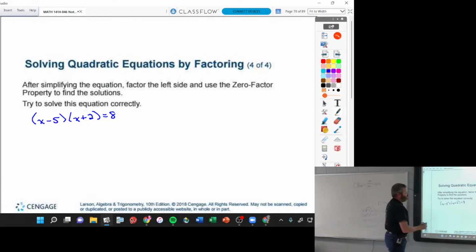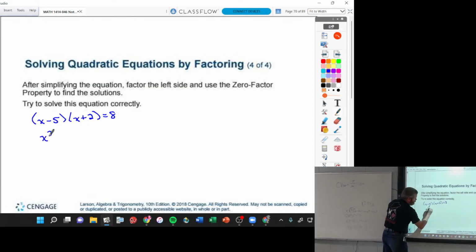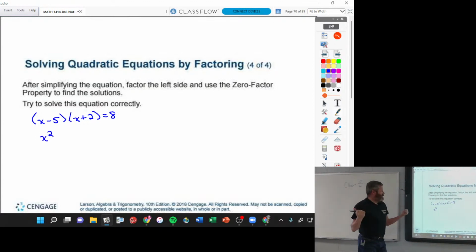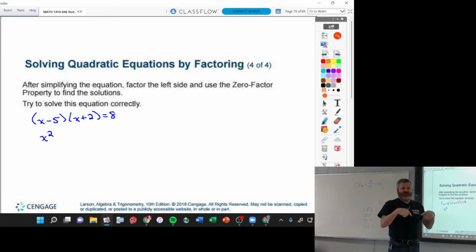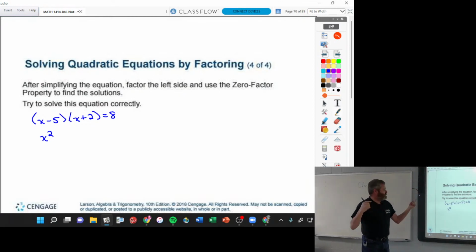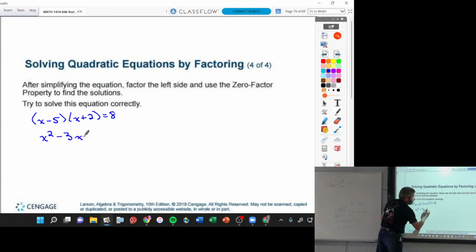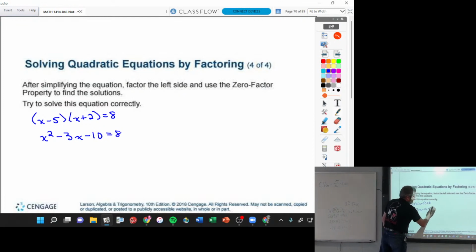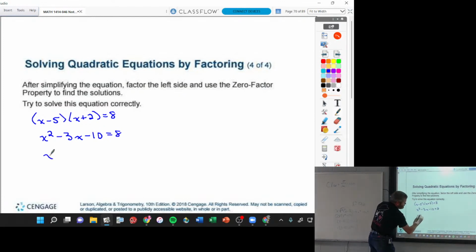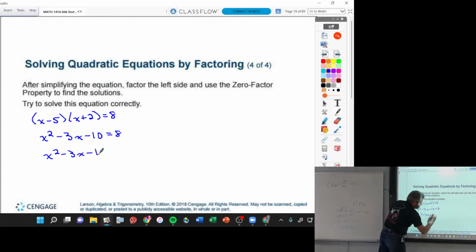Okay. FOIL this. First times first, x squared. Outside times outside is 2x. Inside times inside is negative 5x. 2x minus 5x is minus 3x. Minus 10, last times last, equals 8. Subtract 8 from both sides. x squared minus 3x, subtracting 8 from both sides, negative 18.